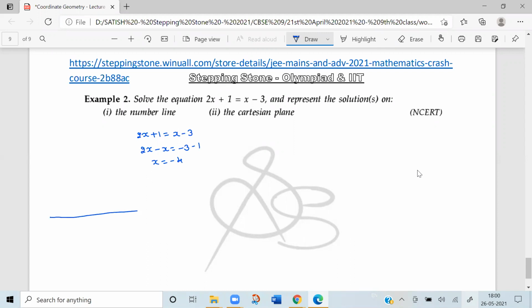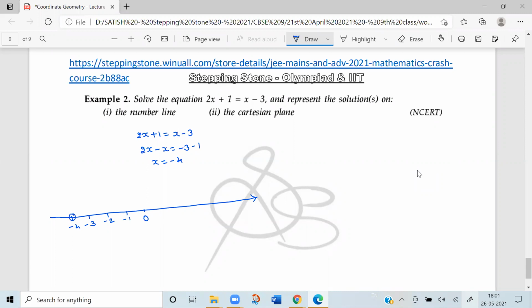Previously you learned how to plot on the number line. So it is 0. Minus 4 I want to plot. So minus 1, minus 2, minus 3, minus 4. So this is the point. That's all. x equal to minus 4.